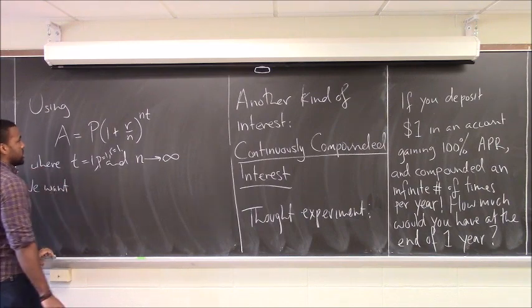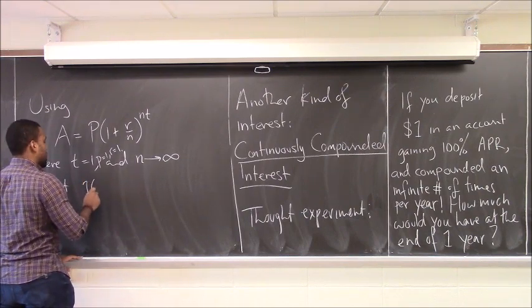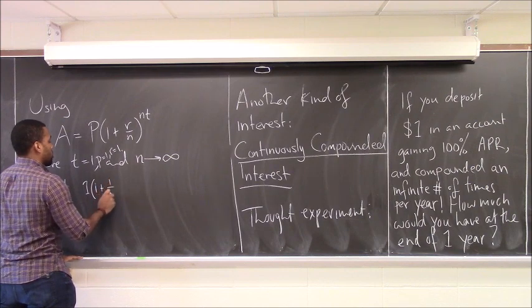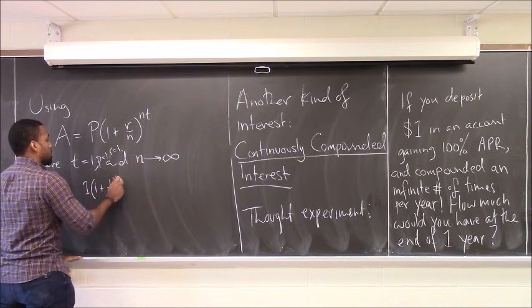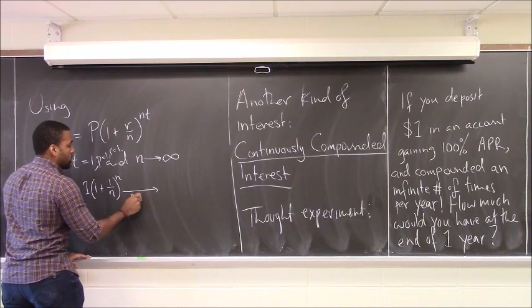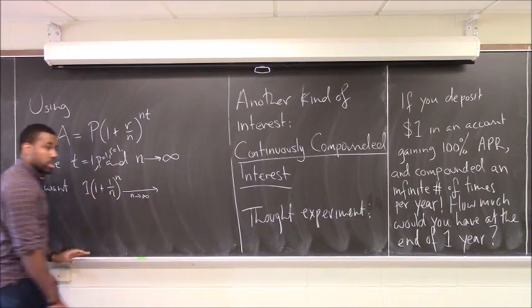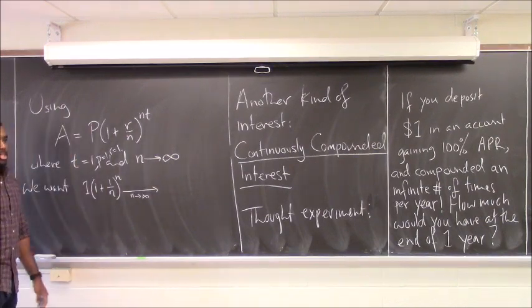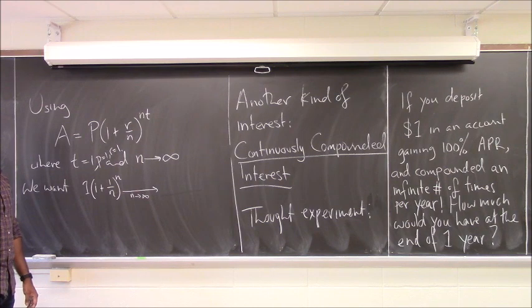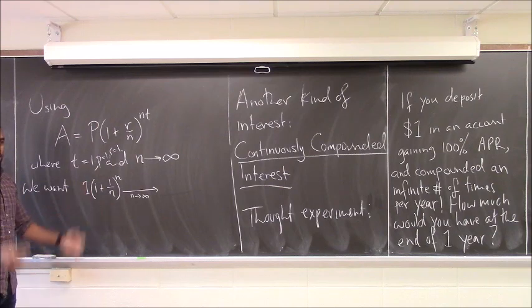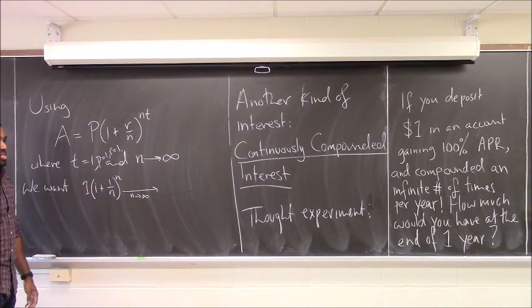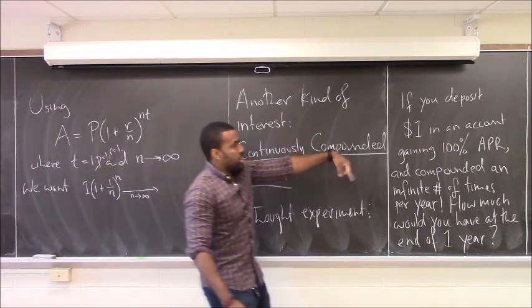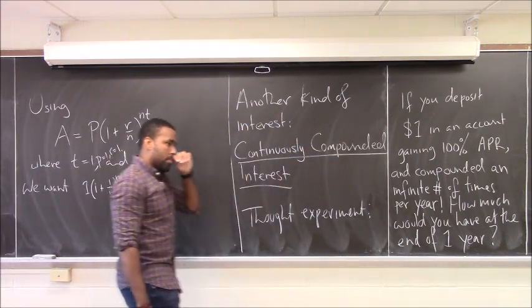And so we want to know what's going to happen if I take 1 times (1 plus 1 over n) raised to the nth power and let n go off to infinity. What would that value actually be? What do you think? It's a guess. Infinite amount of dollars. Yeah? We approach 1 because n is... Well, it can't be 1 because you started with 1 and you're adding interest to it. So it's definitely bigger than 1.